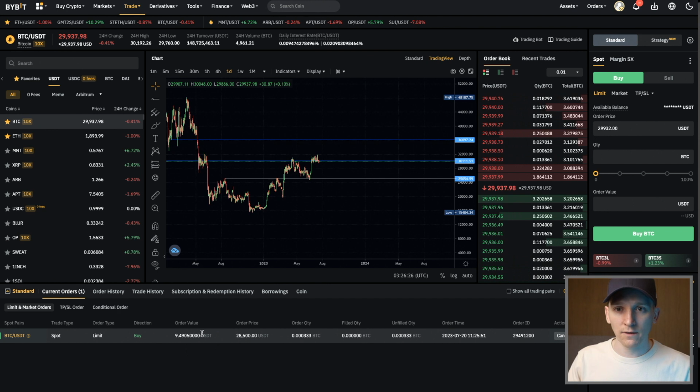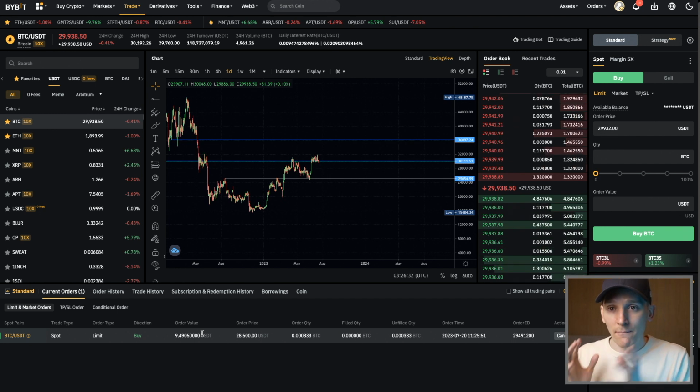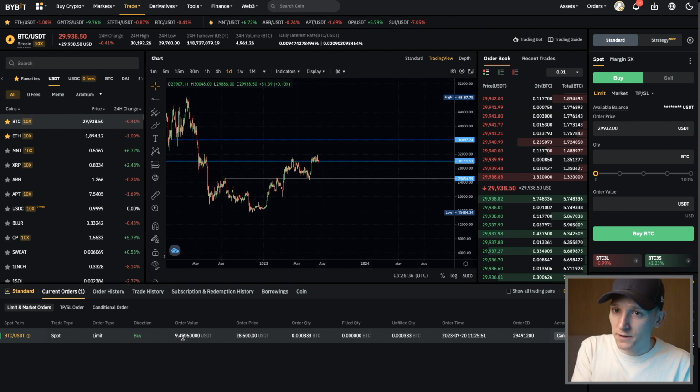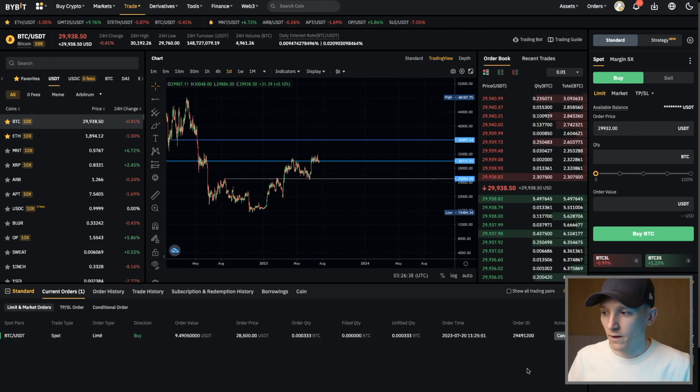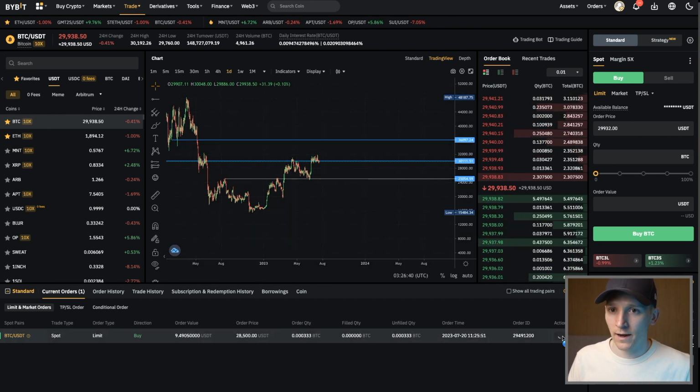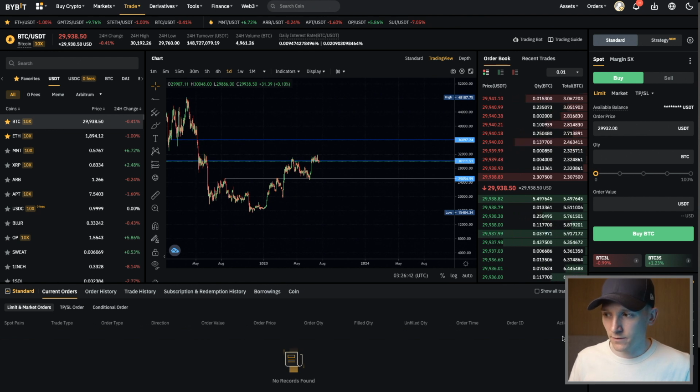So we can leave that order on there just to work. It's good till cancelled, meaning it's just going to be there until you cancel it. That money that you've put in this order value is now tied up in that order. So you can't take it out or use it anywhere else. I'm going to cancel this order here on the right hand side and that limit order is cancelled.